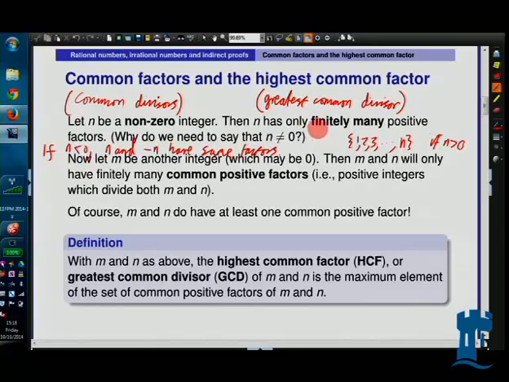But if n is 0, then everything divides into n, because 0 is 0 times anything you like. 0 is divisible by 1,000 because 0 over 1,000 is an integer, namely 0, by our definition.